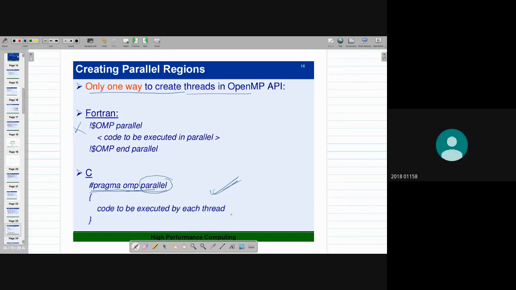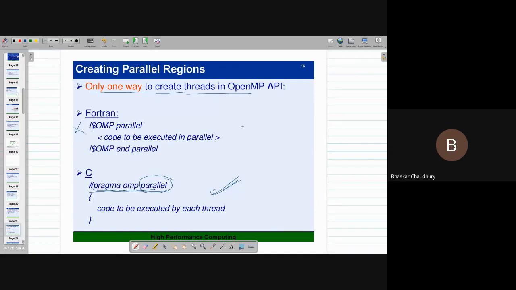Do we need to install any libraries in the PC? Yes, that is already installed in the PCs which have been given to you. Those OpenMP libraries are installed. If you want, you can also download it and install it on your laptop. You will get it from openmp.org. And you can use the GNU C compiler, GCC, that also supports OpenMP.